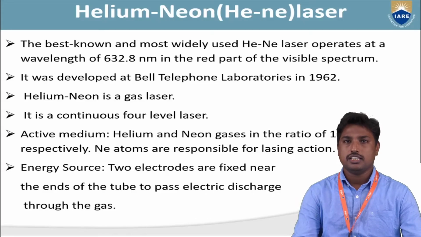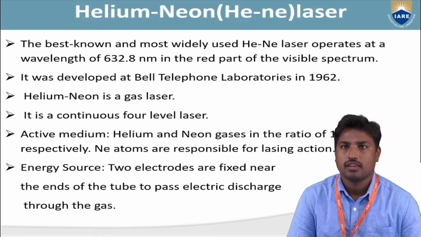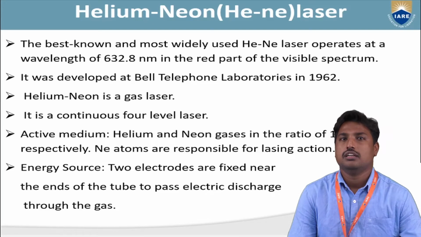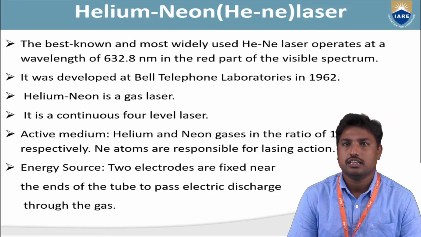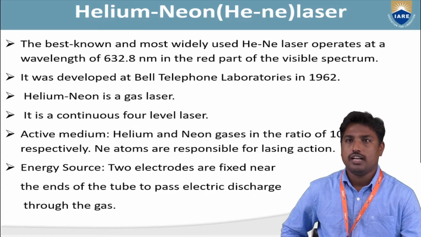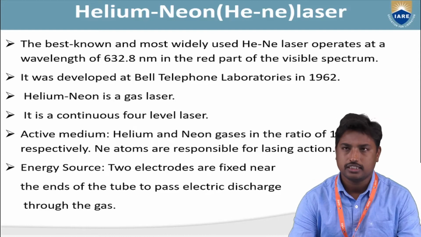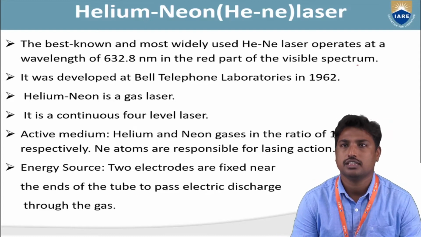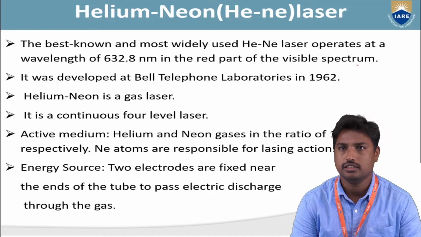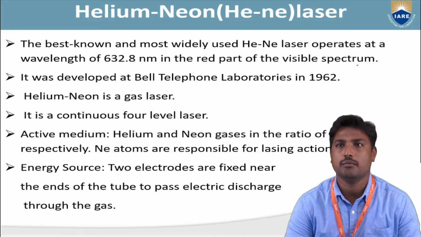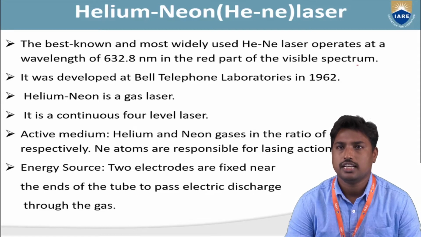Coming to the helium neon laser, this is a gaseous laser. The wavelength produced in the helium neon laser is 632.8 nanometers or 6328 angstrom units. The most widely used laser is the helium neon laser. It operates at the wavelength of 632.8 nanometers. It was developed in Bell Laboratories in 1962. The helium neon laser is a gas laser and it is a continuous laser. At the same time, it is 4-level.